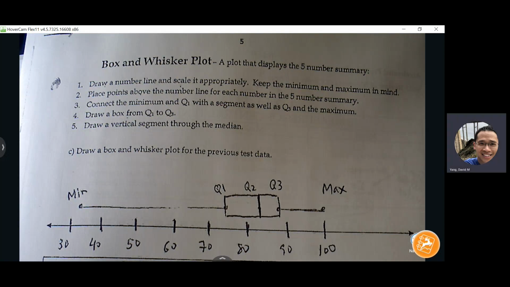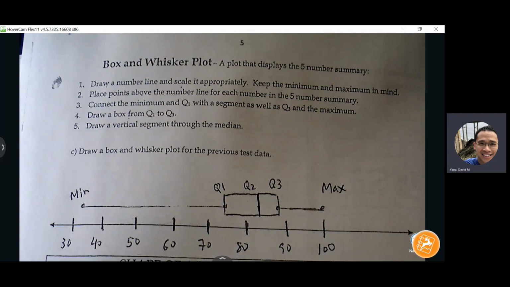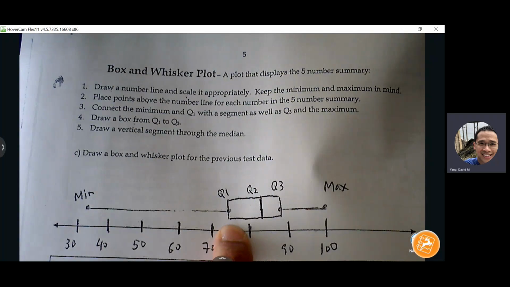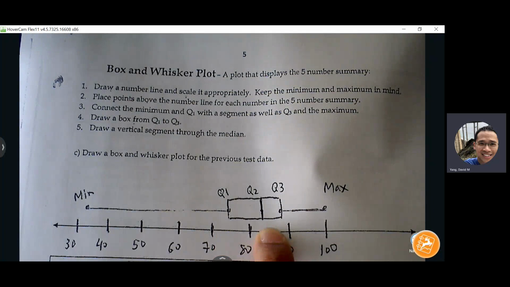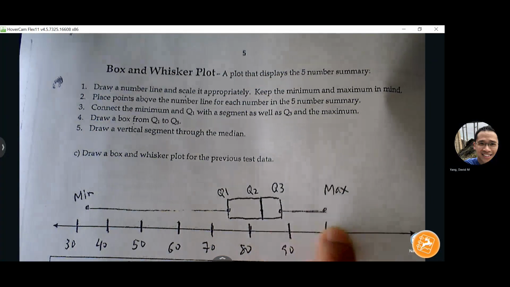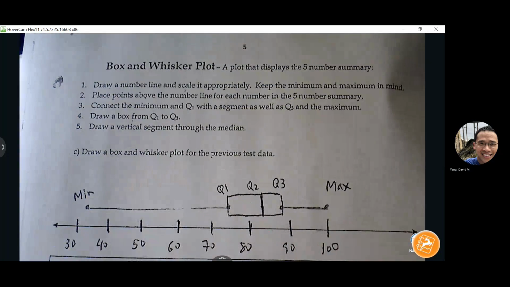So for the previous data set, we have 32 as our minimum. Q1 is 74. Q2 is 83. Q3 is 89. And the maximum is 100.